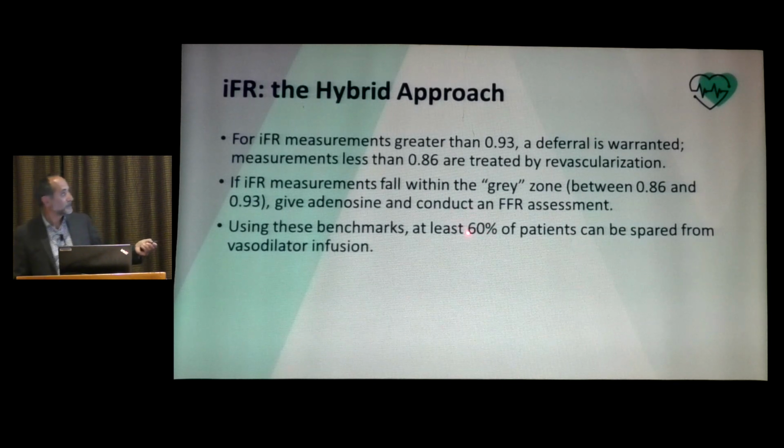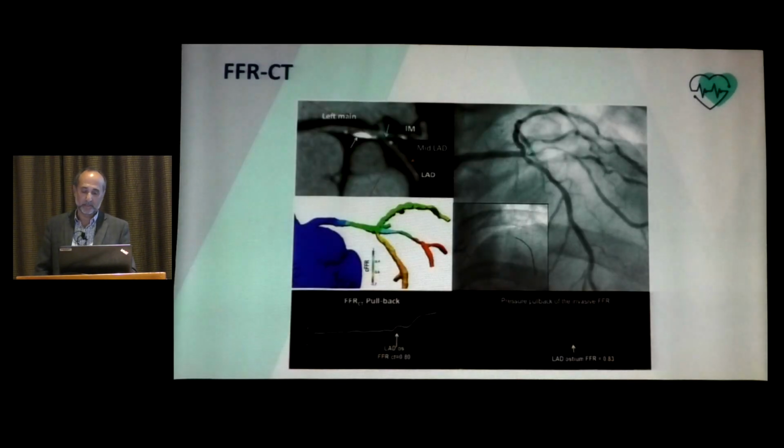Doing this will save about 60% of such patients from receiving adenosine. So there are obvious reductions in cost, and there are also obvious reductions in patient symptoms related to adenosine. So a lot of places now are using this. They start with iFR, and if they're not too happy with the result, if the result of the iFR falls between 0.86 and 0.93, then they can proceed with doing an FFR on these patients and then make an assessment.